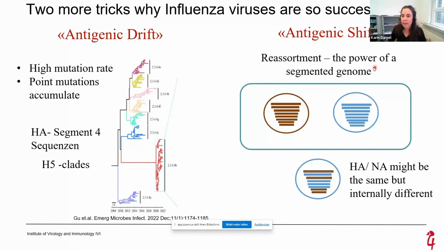But we've already said that the genome is also segmented, and when two different avian influenza strains or influenza strains infect the same cell, in a process called reassortment, they can exchange genome segments. And this means that maybe the H and N subtype might be the same, so still H5N1, but the virus is internally different.